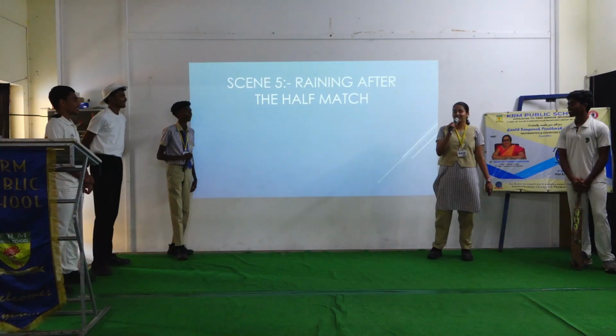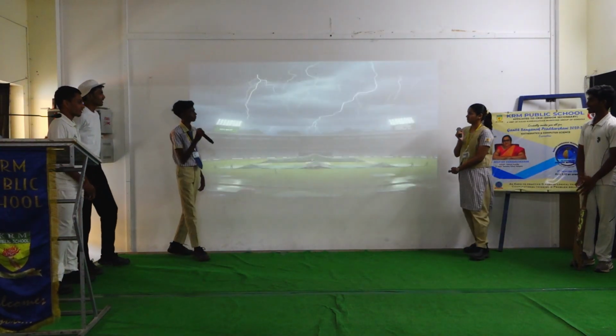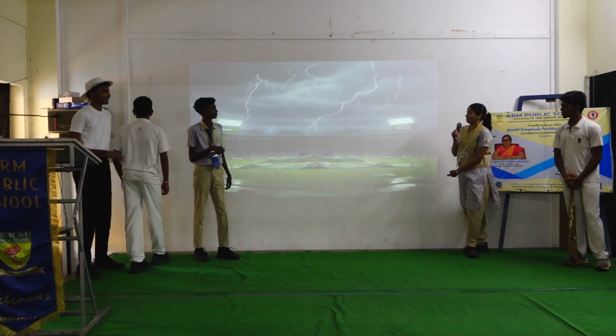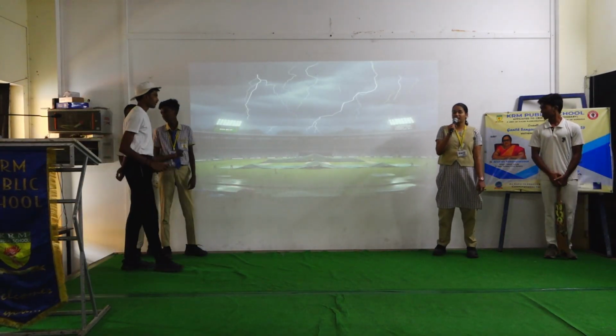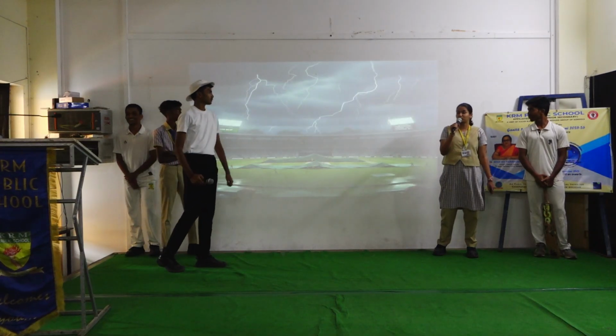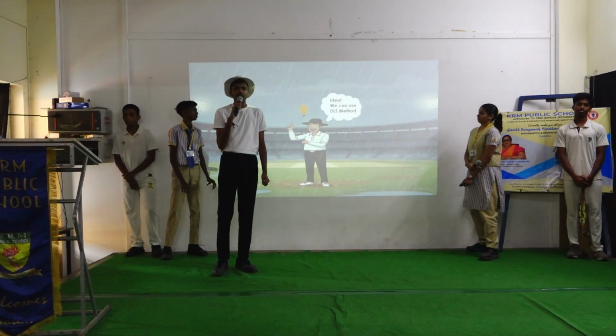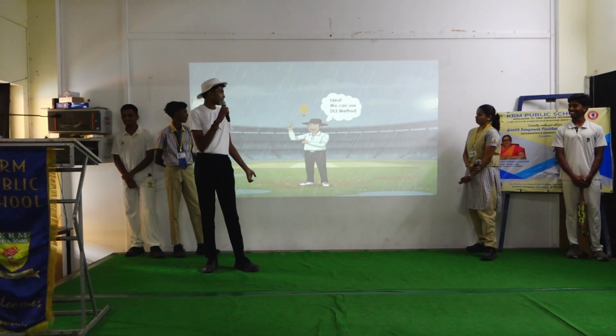Scene 5, when rain interrupts the match. Oops, what an interesting match, interrupted by it. The players are waiting for the umpire to make a decision using the DLS method. The DLS method is used when the rain stops the game.